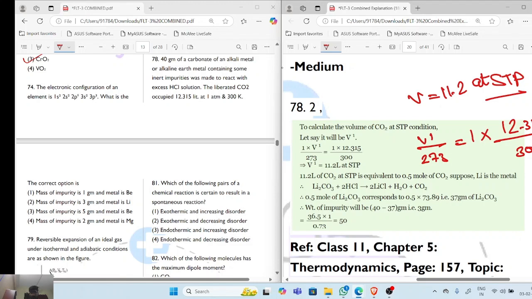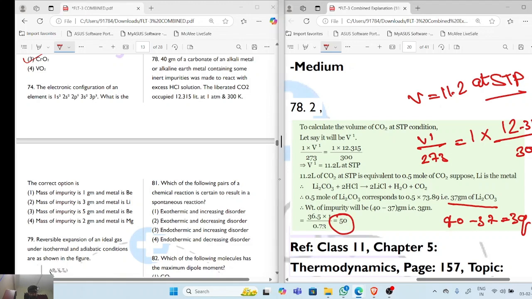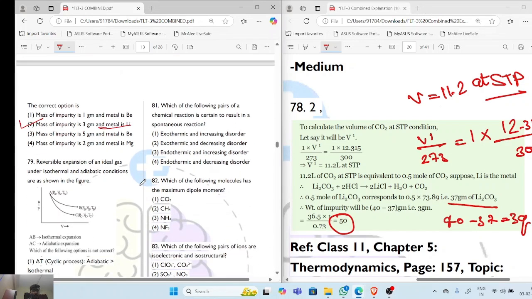Suppose lithium is the metal, so lithium carbonate plus HCl is giving LiCl plus water plus carbon dioxide. Means 0.5 moles of lithium carbonate will give 0.5 into 73.89, that is 37 gram of lithium carbonate. So we can find the impurity by 40 minus 37, which is 3 grams. Means the mass of impurity is 3 gram and the metal is lithium. So option number 2 is our correct answer.